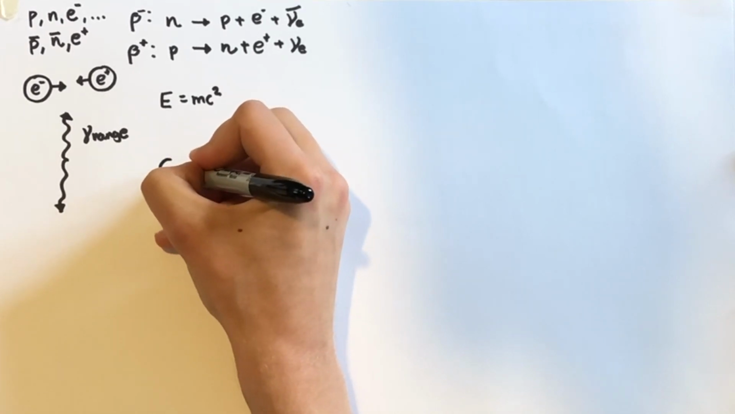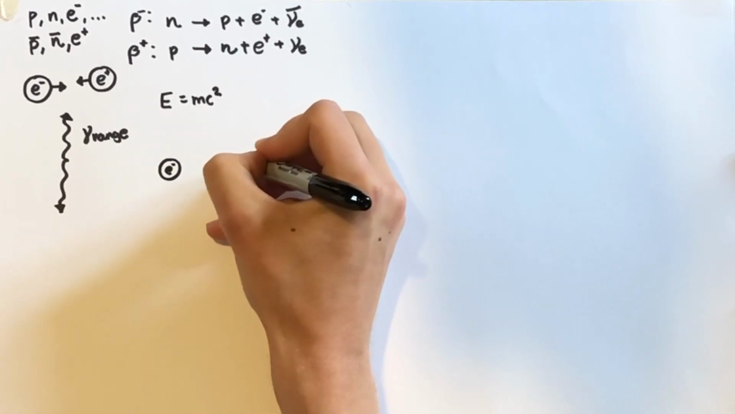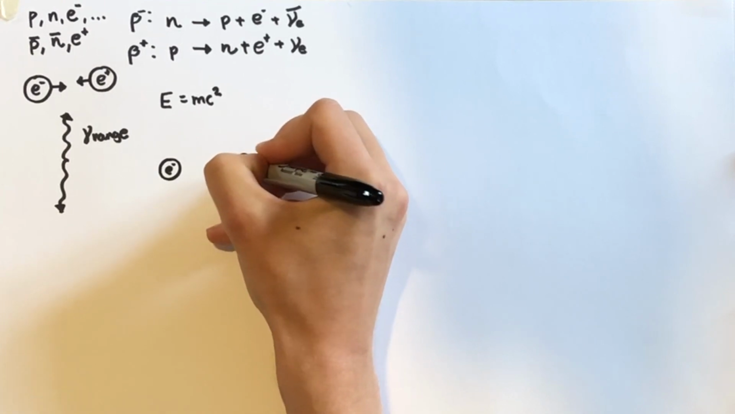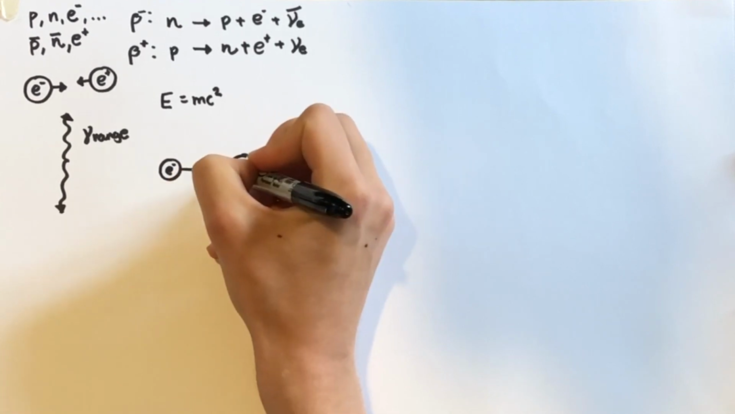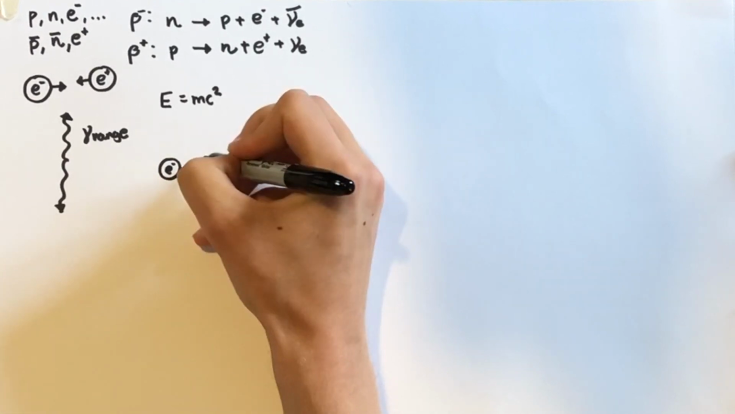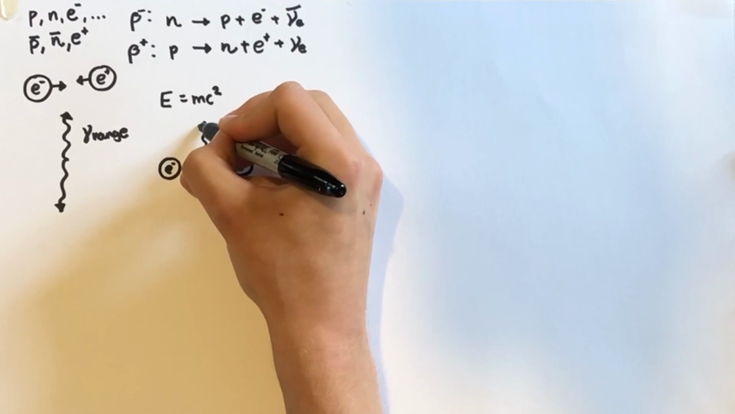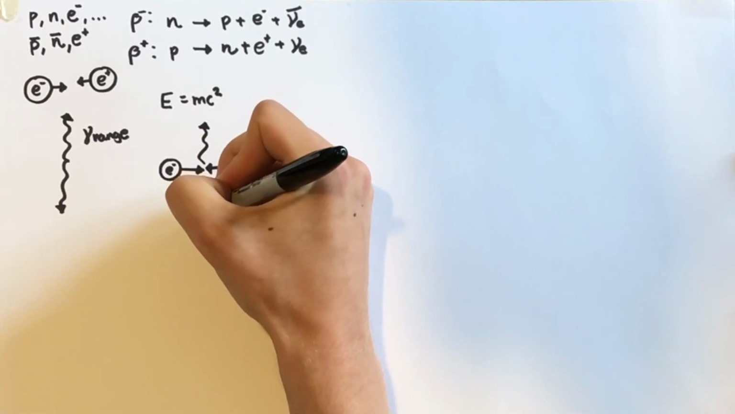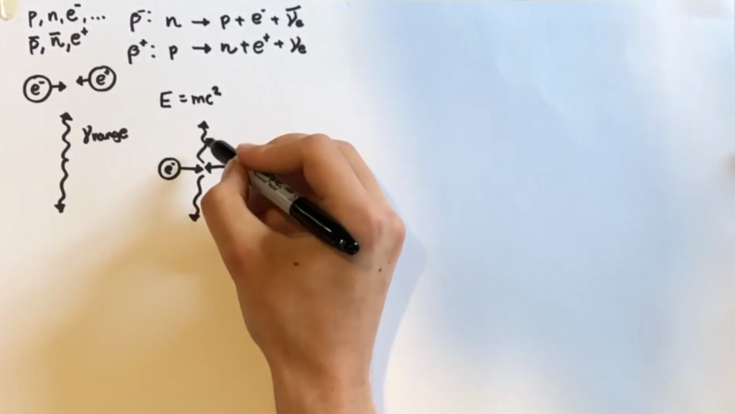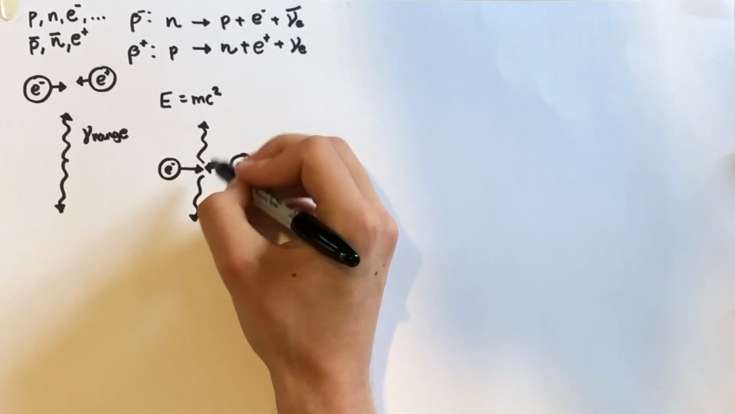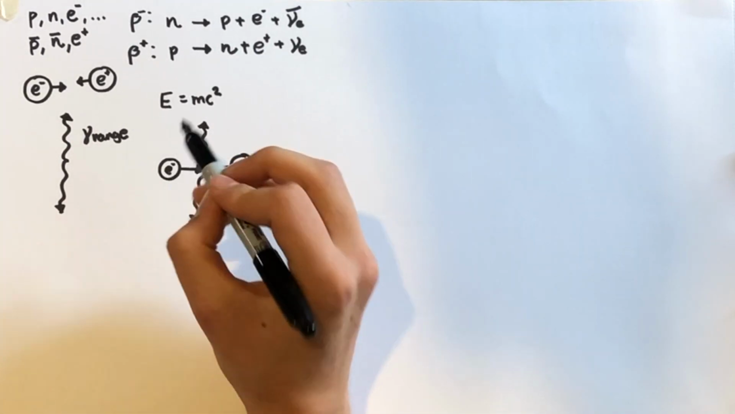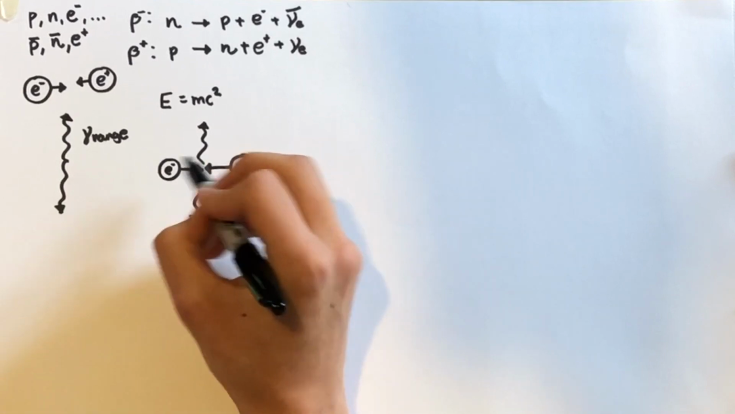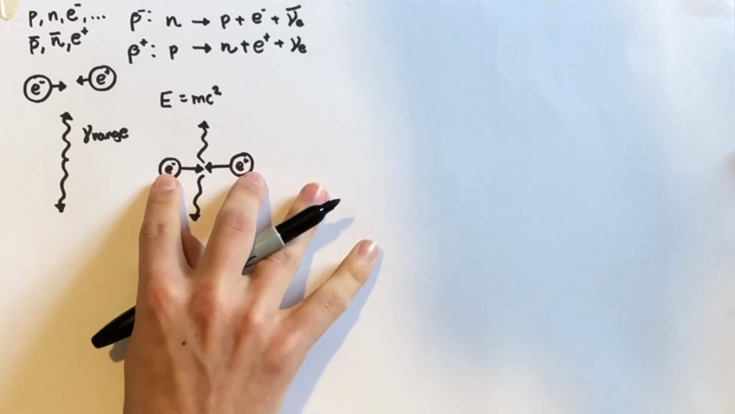So you have an electron and a positron that are colliding. So they're moving towards each other. And when they move towards each other, they actually produce two gamma ray photons. And the energy of these two gamma ray photons combined is equal to the energy that corresponds to these two particles, which is locked up in the form of their mass.